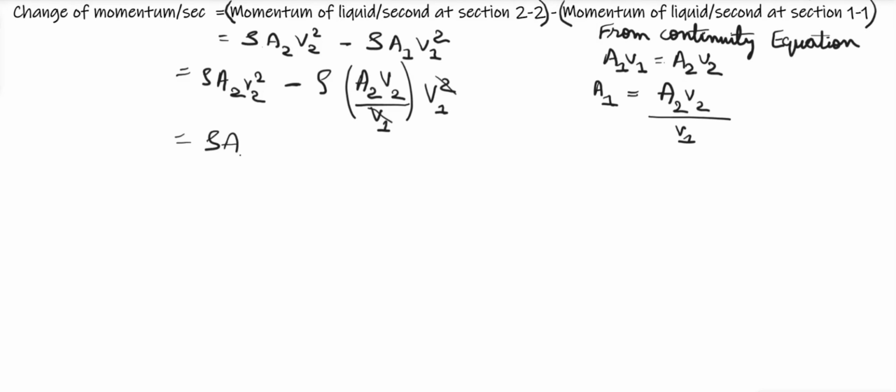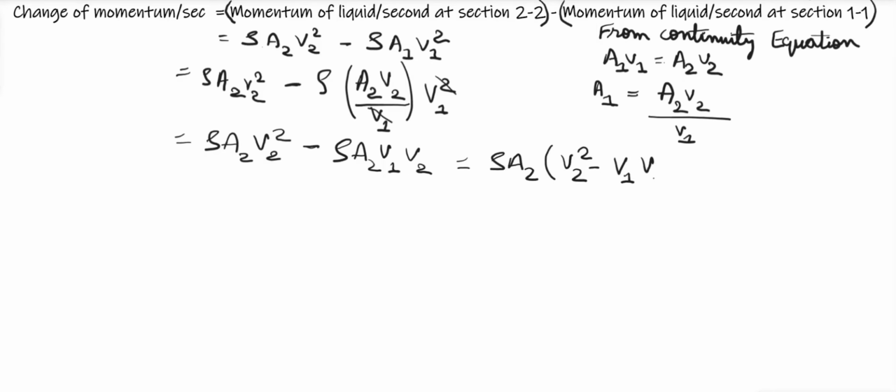Then we get rho A2 V2 square minus, V1 gets cancelled, we get rho A2 V1 into V2, which is equal to rho A2 into V2 square minus V1 V2, as we took rho into A2 as common.